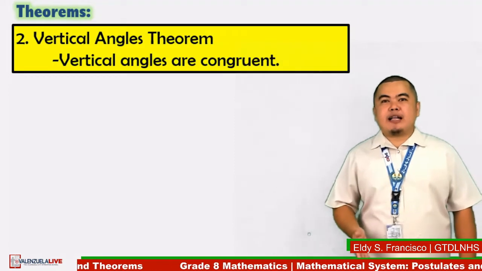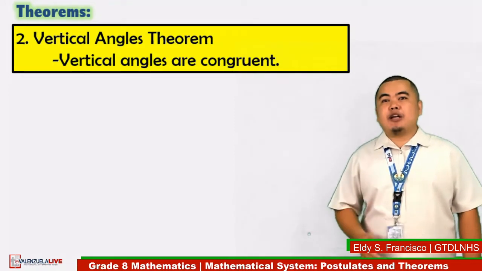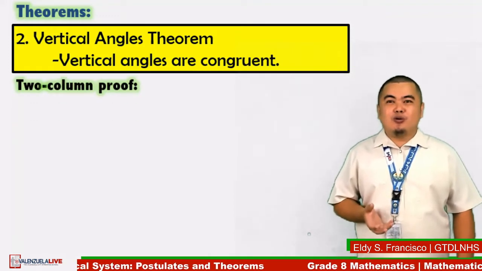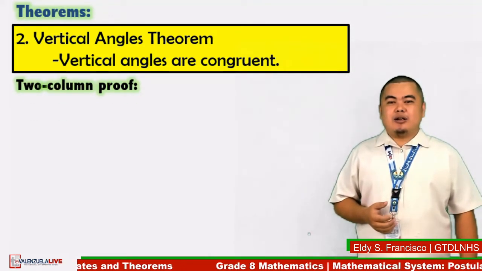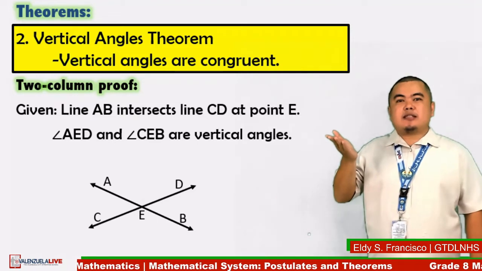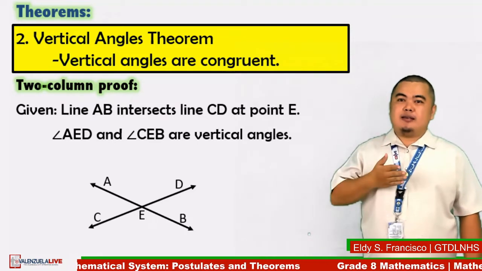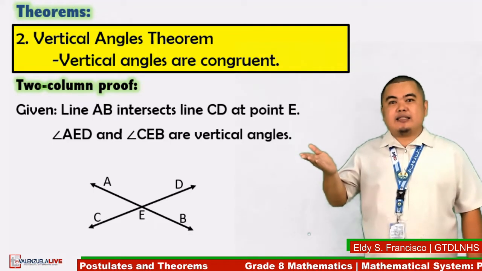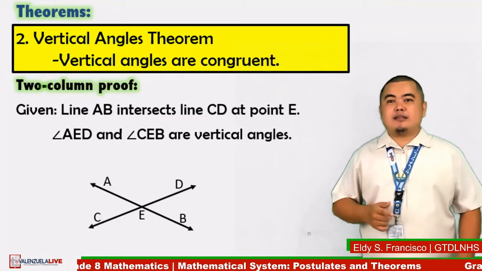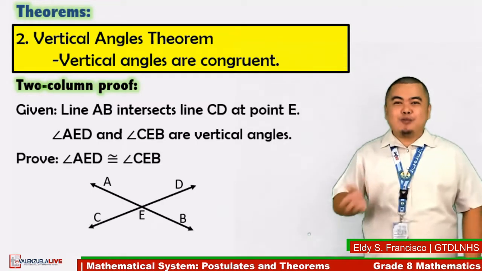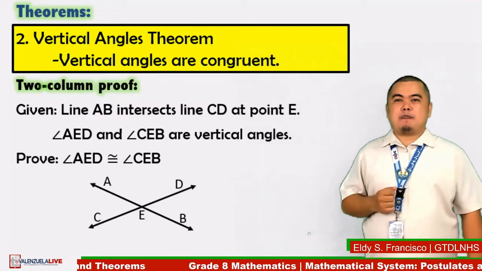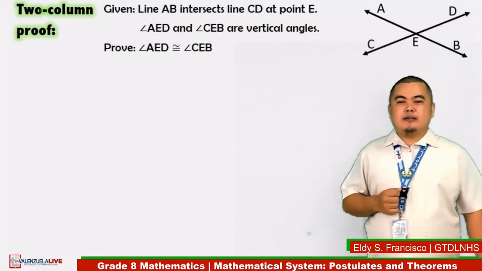Next theorem, the vertical angles theorem states that vertical angles are congruent. For this theorem, we are going to use the two-column proof. So, let's start. Let us have the given. Line AB intersects line CD at point E. Angle AED and angle CEB are vertical angles. And this is the illustration. Now, prove that angle AED is congruent to angle CEB.